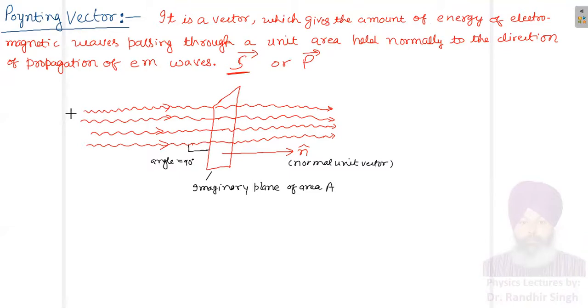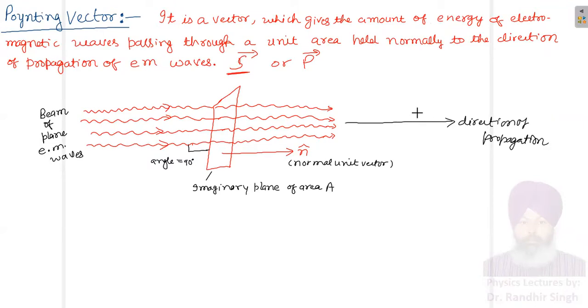Okay, this is the situation. This is a beam of plane electromagnetic waves, and this is traveling in this direction, that is the direction of electromagnetic waves. Whatever this direction is, the direction of propagation is always represented by a vector. That vector is called k vector.